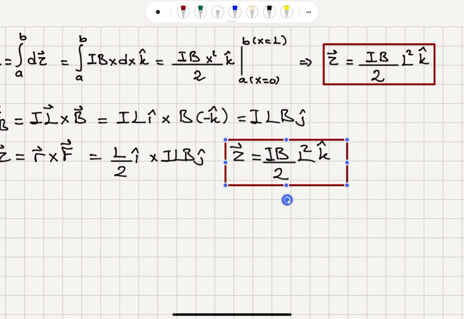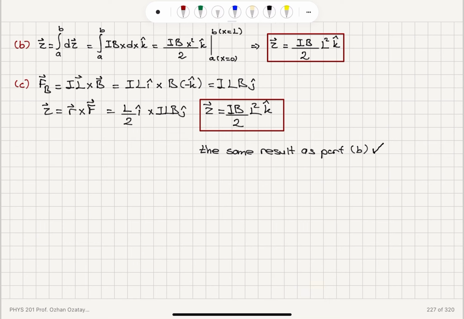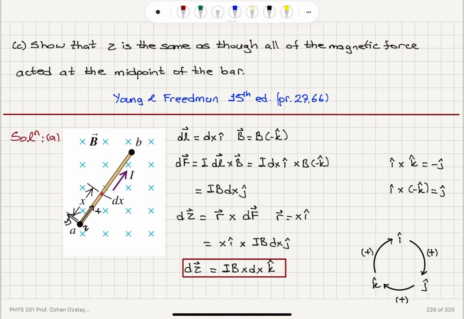That is the torque. Now this is the same result as part B. Therefore, this checks. So we can indeed say that we have the same result, and therefore the torque can be calculated by considering all of the force acting on the midpoint of the bar.